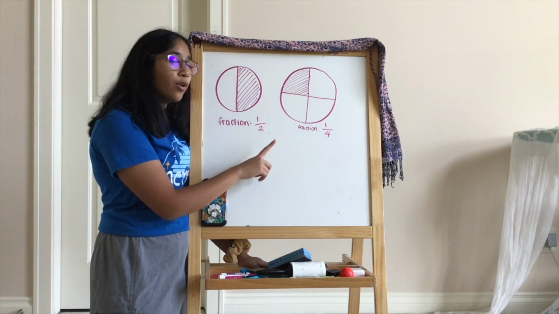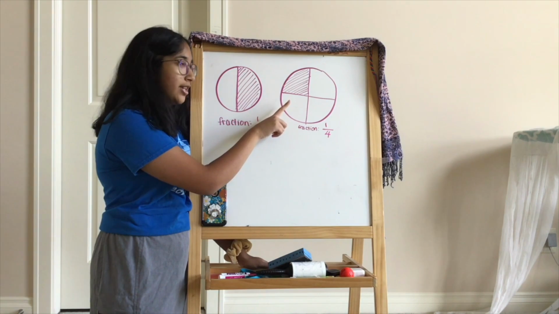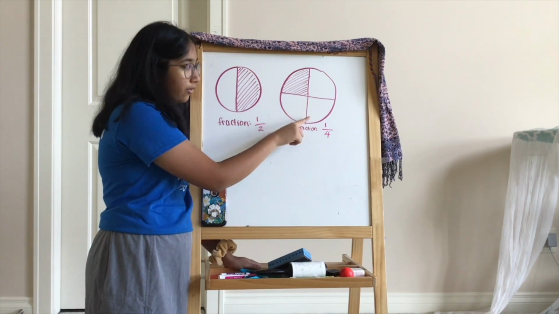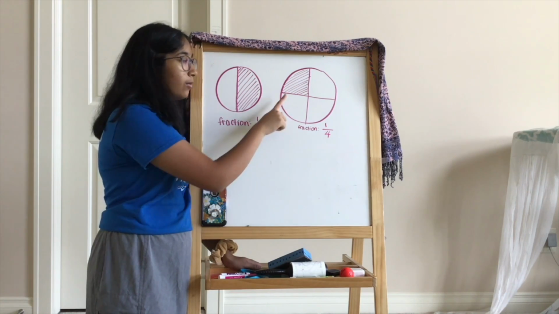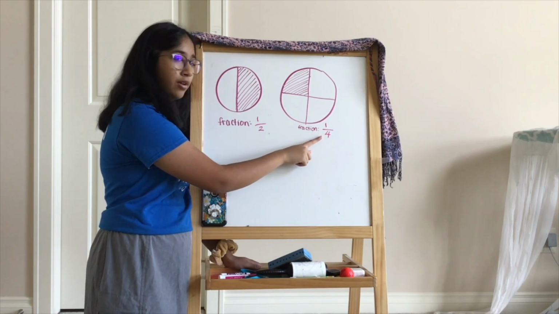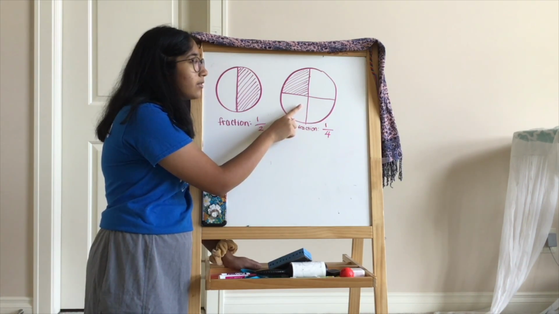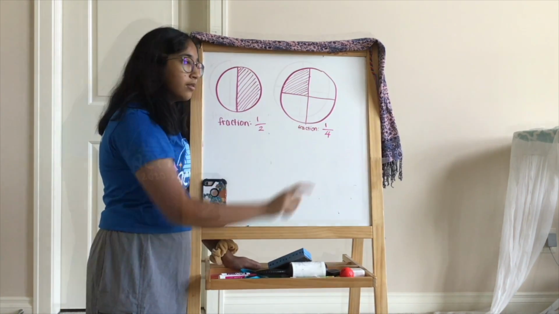This circle has 4 parts. We only have one part shaded. So if we count the total number of parts, 1, 2, 3, 4, and the shaded number of parts, 1, we can write 1 over 4. One shaded part over the 4 total parts. So this circle represents the fraction 1/4.